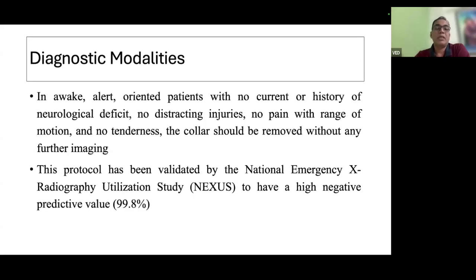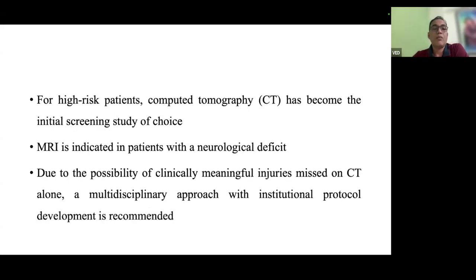What are the diagnostic modalities of these cases? In aware, alert, oriented patients with no current or history of neurological deficit, without any distracting injuries, and no pain or restriction to the range of motion, the collar should be removed without any further imaging. This protocol has been validated by the National Emergency X-ray Utilization Study, that is NEXUS, which has a high negative predictive value of 99.8%. For high-risk patients, computed tomography is the initial screening study of choice.